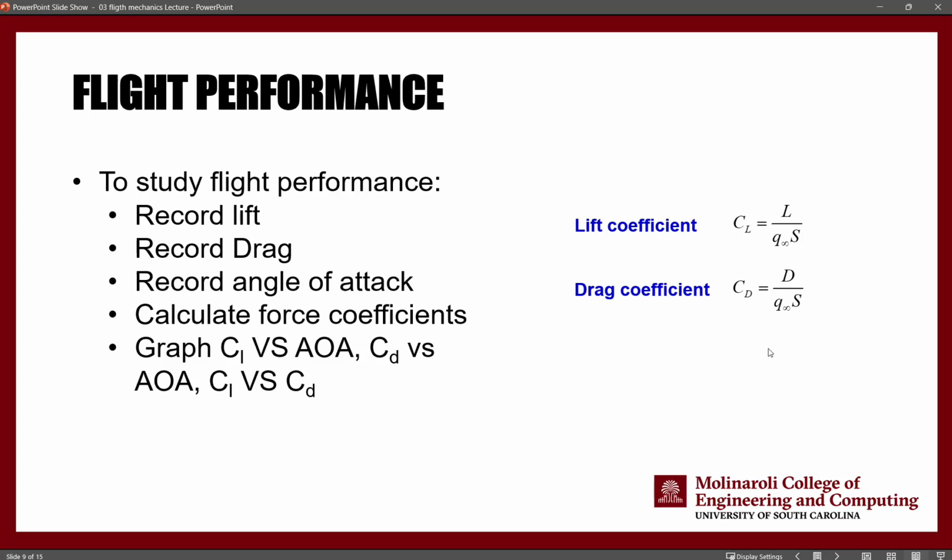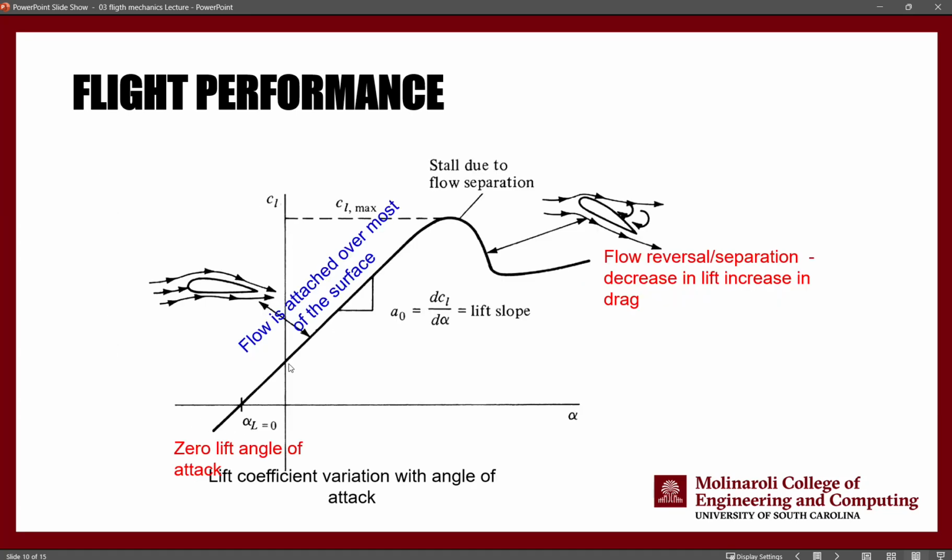And your job is going to be to graph changes of lift coefficient with respect to angle of attack, changes of drag coefficient with respect to angle of attack, and changes of lift coefficient with respect to drag coefficient, and this last one is called a drag polar. Okay, so lift coefficient versus angle of attack, alpha.